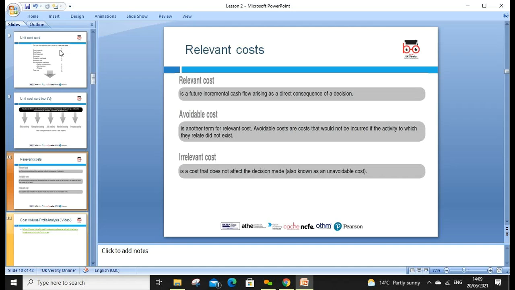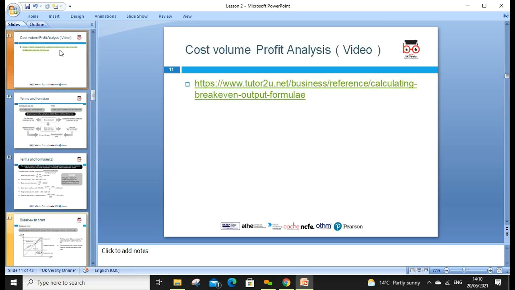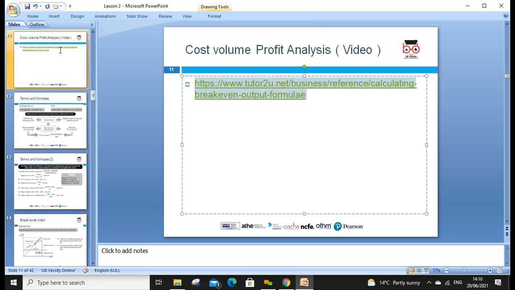Okay, relevant cost and irrelevant cost. Relevant cost is the cost that, if we are making a decision, will be a direct consequence of that decision. Relevant cost is an avoidable cost: a cost that would not be incurred if the activity did not exist. Irrelevant cost does not affect the decision made, and is known as unavoidable cost. So that is crucial. We need to know it.